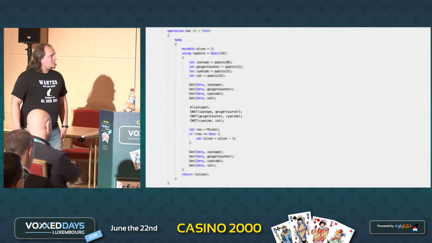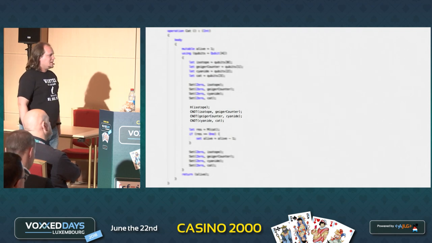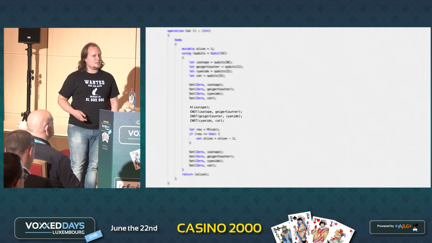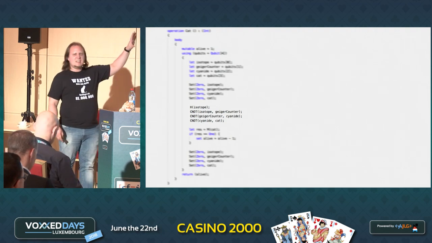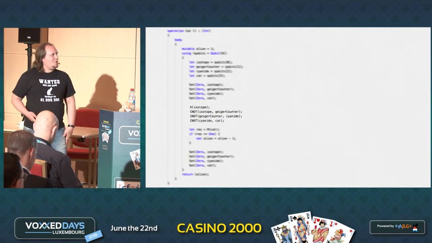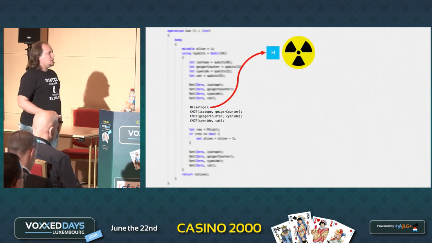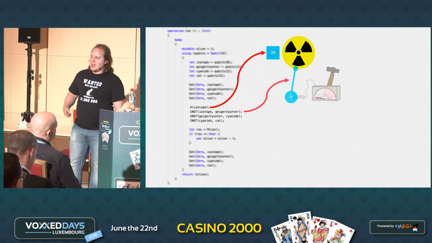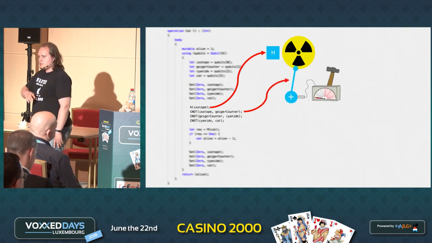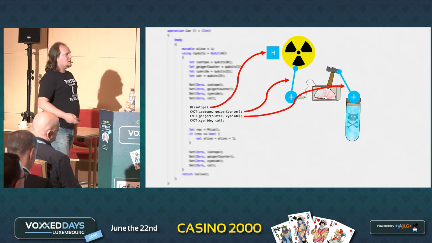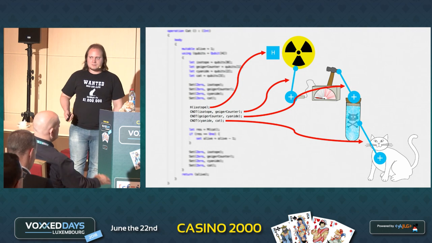And this here is an example in Q#, which is the quantum programming language they supply. Most of it is blurred out. That's not your eyes. So, okay, what does it do? Basically, here we have a Hadamard to our isotope, and then we have a CNOT from the isotope to the Geiger counter, from the Geiger counter to the poison, and from the poison to the cat.